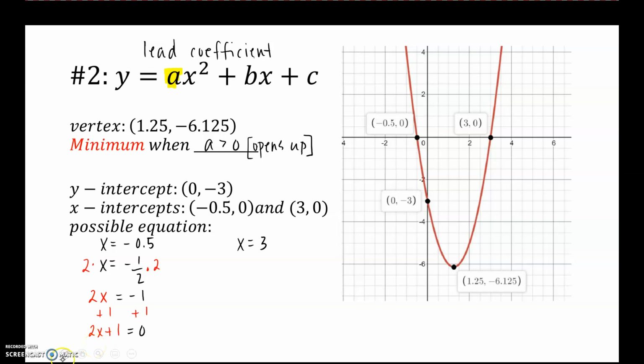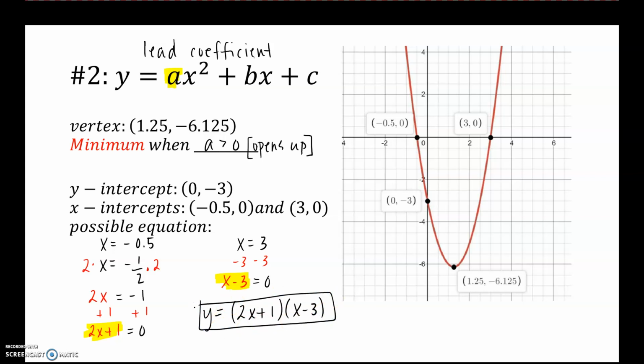Now let's work on this one. This is a little less work. The only thing I have to do, I just got to move the 3 over. So I get x minus 3 is equal to 0. And again, once I get that equation set equal to 0, what I'm left with are now my factors. So when I ask you for a possible equation, it would be y is equal to, one factor is 2x plus 1, and the other factor is x minus 3.